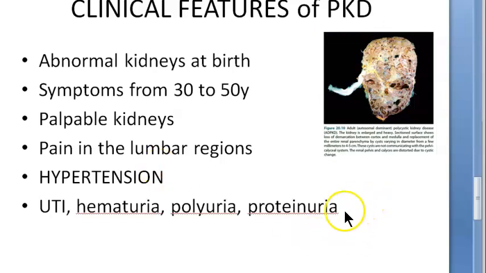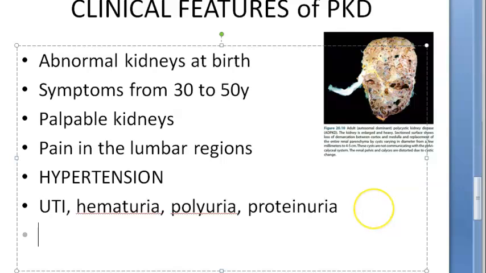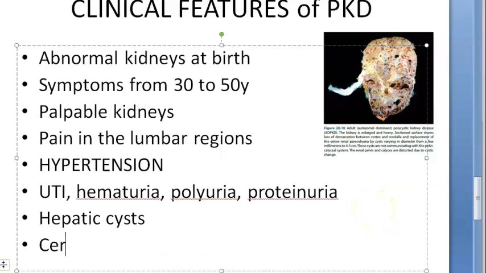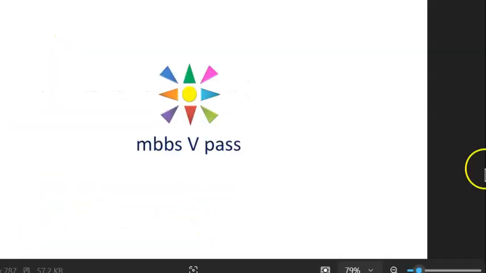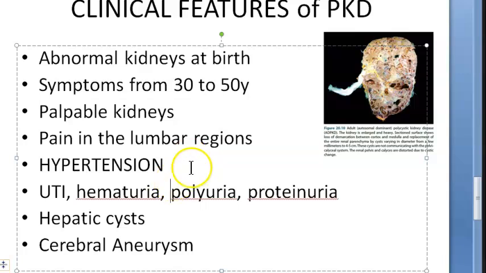Do you know that he can have cysts? Where else? He can have cysts even in the liver. He can have hepatic cysts. He can also have cerebral aneurysm. What is this aneurysm spelling? Aneurysm, right? He can have cerebral aneurysm. So, what and all are the clinical features now did you learn? He can have cysts all over the place.